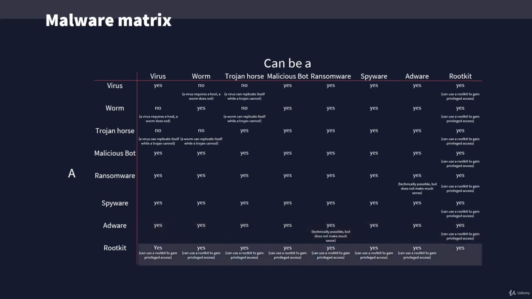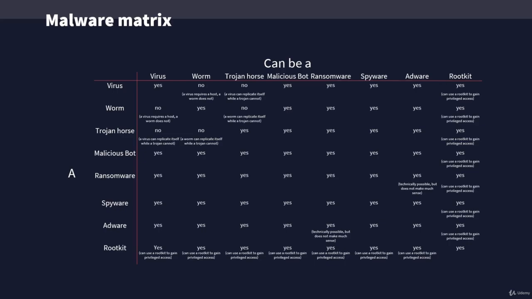Last, we have the rootkit, which can be used by any other type of malware discussed today in order to gain privileged access and/or conceal the malware. I hope that after discussing this matrix, you now have a better understanding of relationships between different types of malware discussed today.